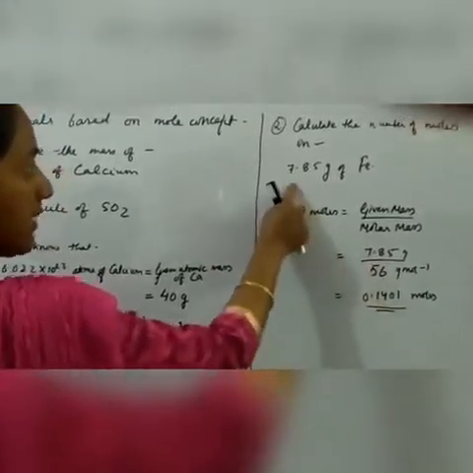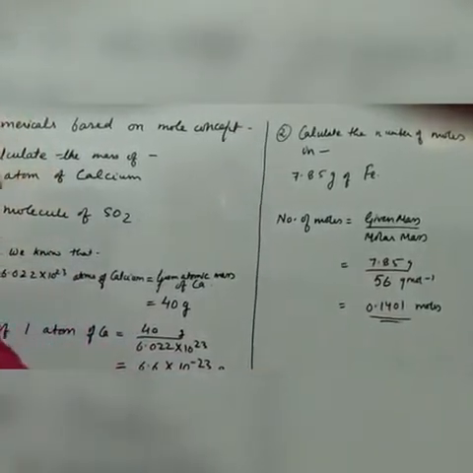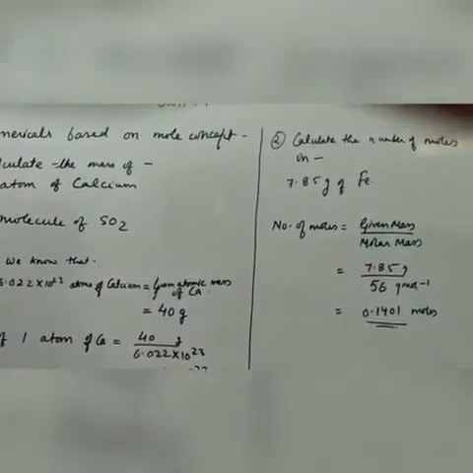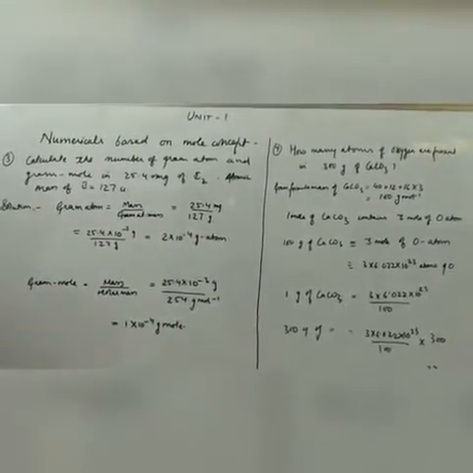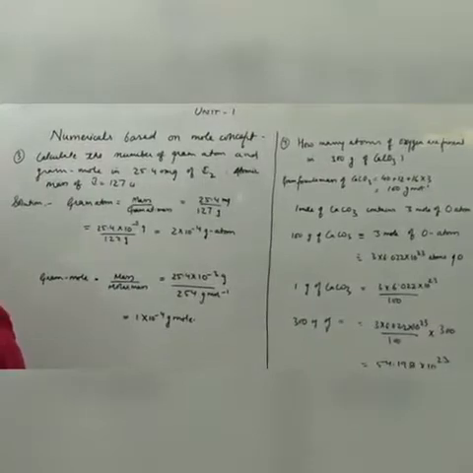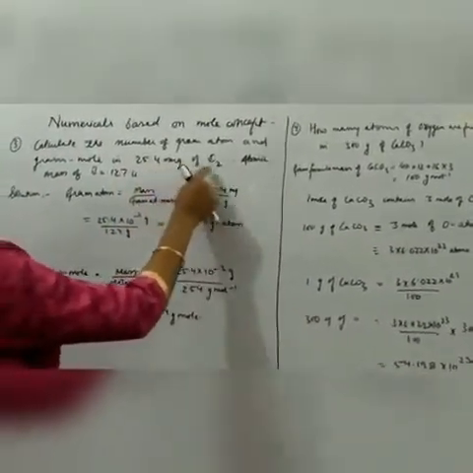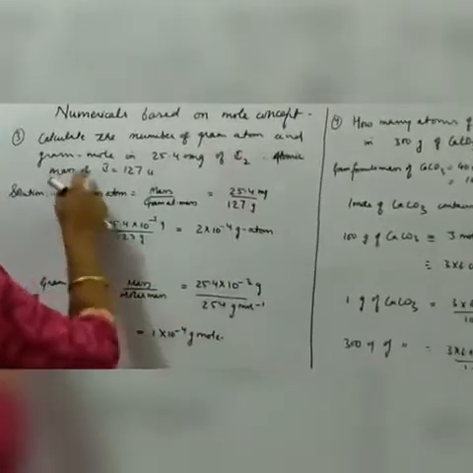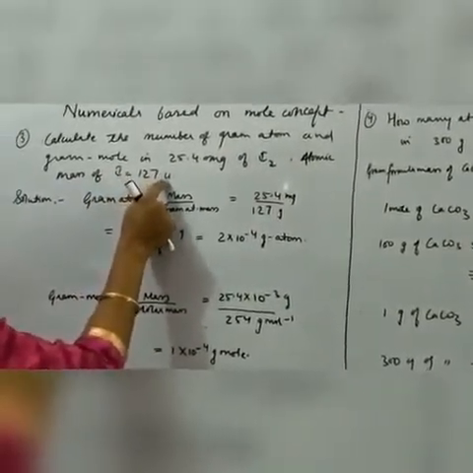So this much gram of iron contains 0.1401 moles. Now let's see the third numerical. To calculate the number of moles of gram atom and gram mole in 25.4 milligrams of iodine. The atomic mass of iodine is 127 atomic mass unit or unified mass.